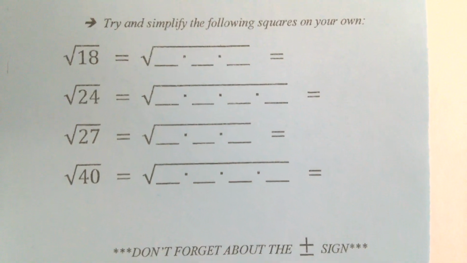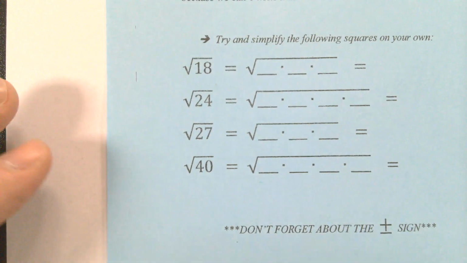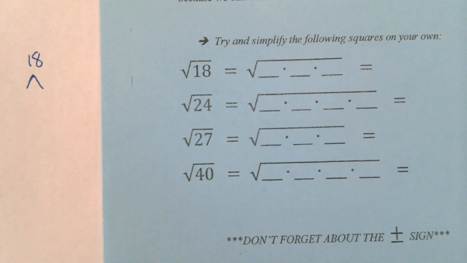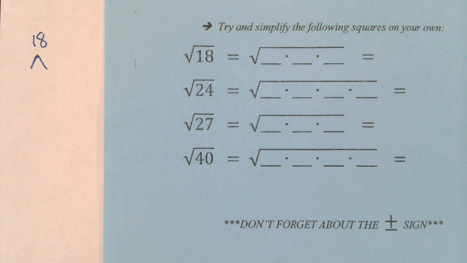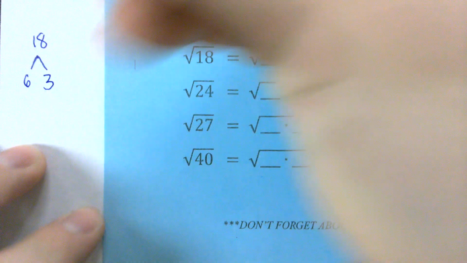And let's try and simplify some of these together. Let's start with 18. I'm going to go ahead off to the side here and do a factor tree, just because factor trees really help me see what the factorization is for each of these numbers. So, what two numbers multiply to give us 18? Who can help me out here? Jordan, go for it. 6 and 3. 6 times 3. Perfect.